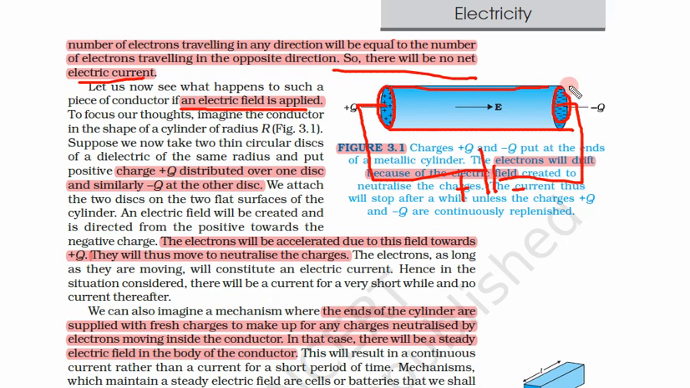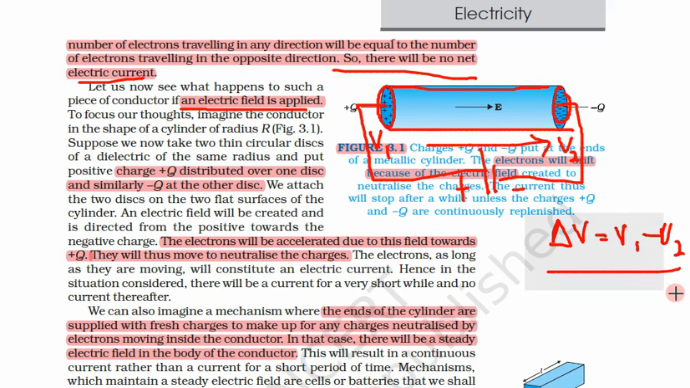These positive and negative charges are producing an electric field, and the direction of electric field is from positive to negative. Now this is at higher potential, this is at lower potential. This V2 is low and this is high potential. So potential difference delta V is V1 minus V2. This is the potential difference. Now there is a potential difference. Now what will happen in this case?